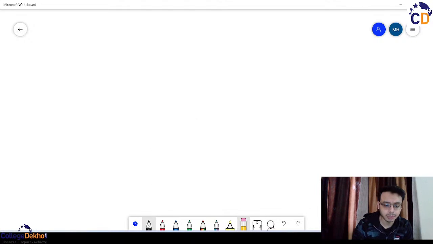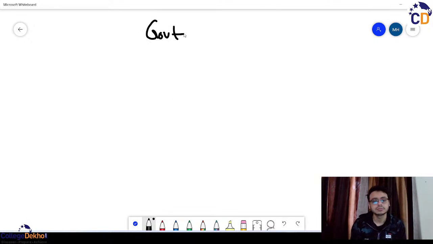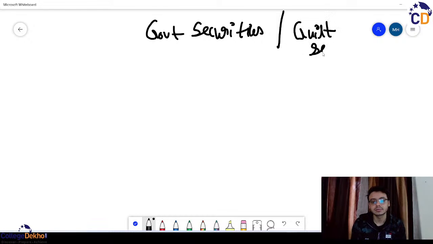So in this session, we'll be introducing one more instrument. We'll be talking about government securities. We also call government securities gilt securities. This word gilt has been taken from history, because earlier all those government securities were pegged in terms of gold, or in terms of currencies which were backed by gold. That is why they were called gilt securities.